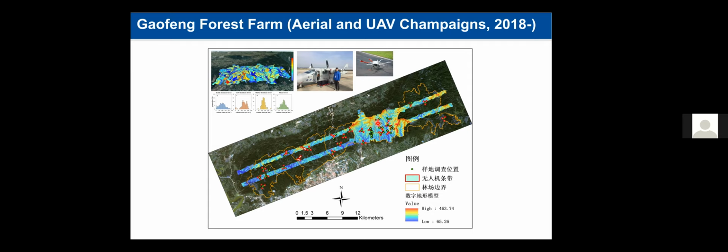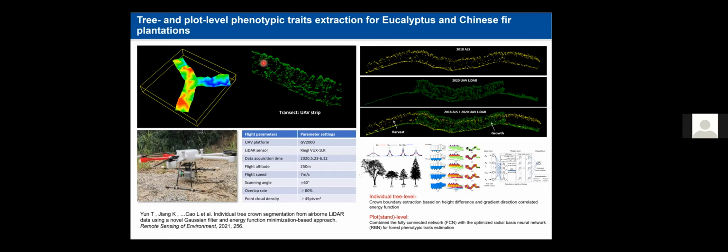So this is the result. This is the transect of the UAV strip. You can see that because we use a Riegl sensor, it has a very strong capability of penetration. So we can see this is the eucalyptus profile, and the result is very good. We can see the forest layers in different heights, a complete vertical distribution of the poplar. We can find it in the profile.